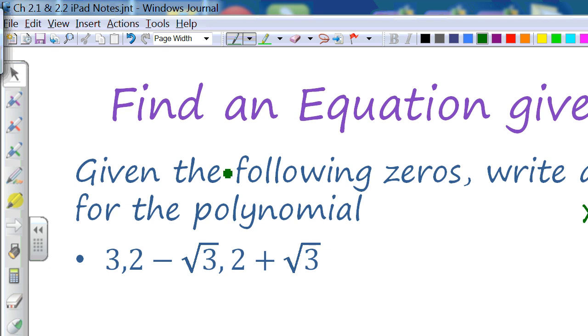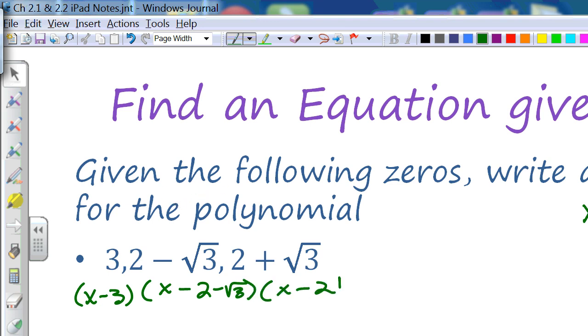All right, so we're looking at this and saying, okay, we've got factors. Let's say x minus 3 as a factor. We have x minus 2 minus root 3, and we have x minus 2 plus root 3. All right, now we've got to FOIL these. The easiest is going to be to FOIL the 2 with the irrational portion because those will cancel out.